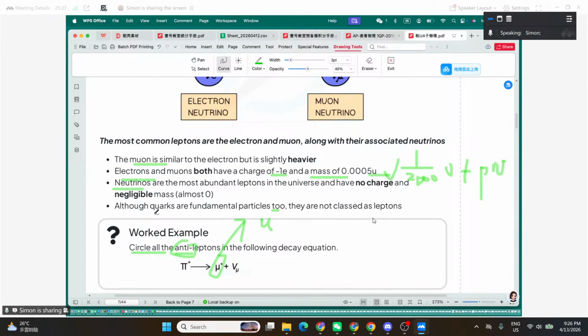And the quarks are fundamental particles too, but not classified as leptons. Understand now?